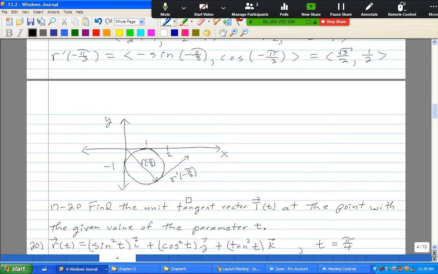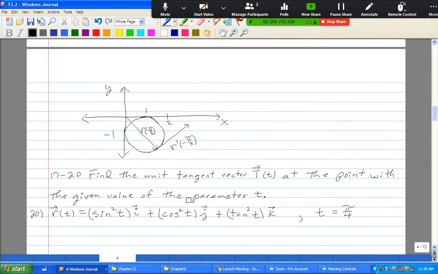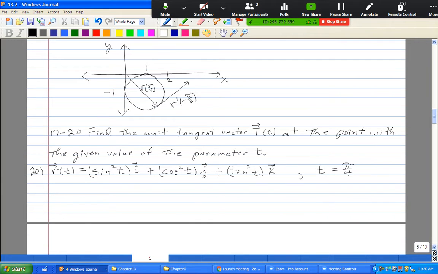In exercises 17 through 20, find the unit tangent vector, T, at the point with the given value of the parameter t. And so r is equal to sine squared t times i plus cosine squared t times j plus tangent squared t times k, where t is equal to pi over 4.